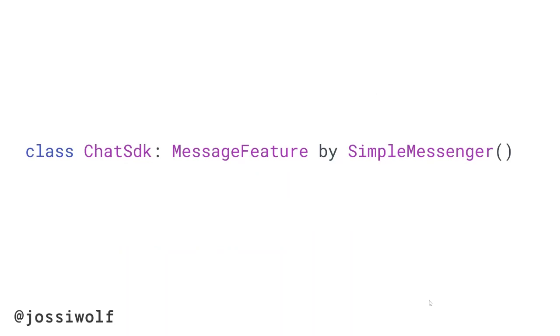I love this feature, but it has some limitations. For example, you're only able to access, at this point, properties from the primary constructor. So if you wanted to access this message feature delegate later on and do something with it, you couldn't right now, because class delegation just doesn't work that way and it's not designed to be that way.